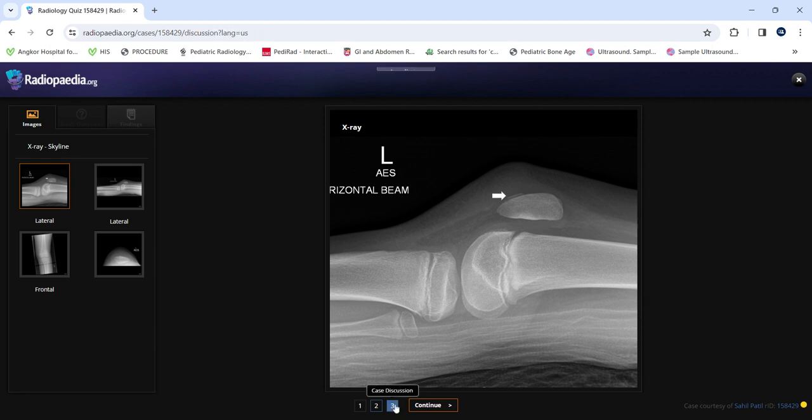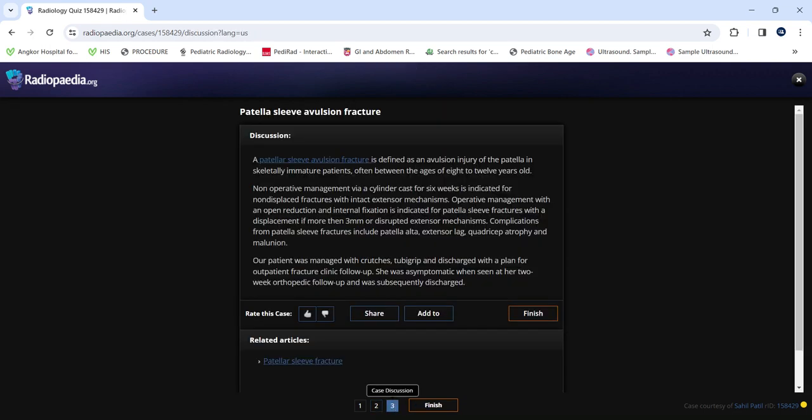So what do we call this fracture? This fracture is called patella sleeve avulsion fracture. A patella sleeve avulsion fracture is defined as an avulsion injury of the patella in skeletally immature patients, often between the age of 8 to 12 years old.